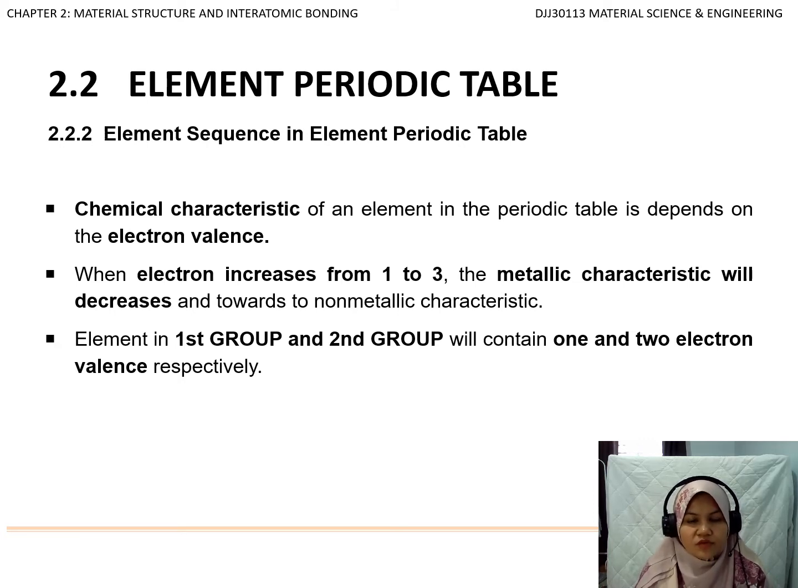When electron increases from 1 to 3, the metallic characteristic will decrease and move towards non-metallic characteristic. So apabila elektron meningkat daripada 1 ke 3, so ciri-ciri metalik itu akan makin berkurang dan dia akan lebih kepada ciri-ciri non-metallic. So elements in the first group and second group will contain 1 and 2 electron valence respectively. Maksudnya first group ni bermaksud dia mempunyai 1 electron valence, dan juga the second group maksudnya dia mempunyai 2 electron valence.